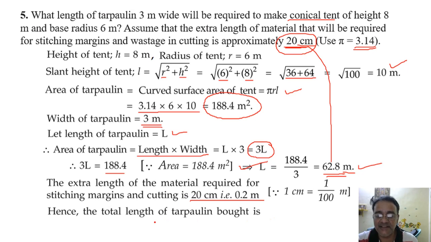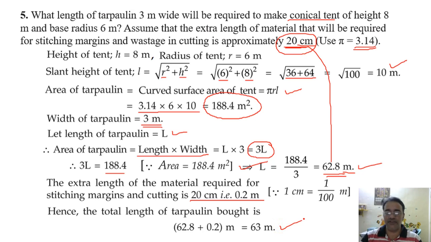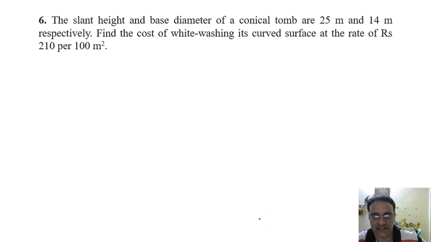Okay, so hence the total length of the tarpaulin bought is 62.8 plus 0.2. So what is the final answer? 63. Right, 63 meter. Any doubt in this question? No, sir. Okay, now we'll move towards question number 6.